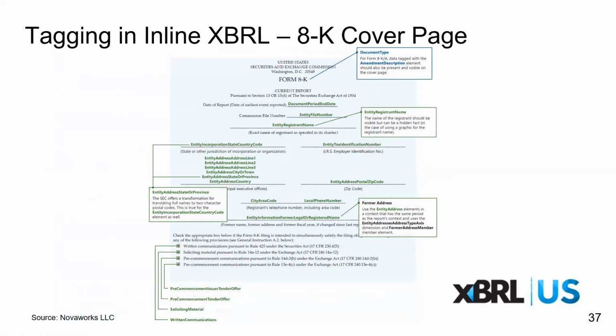Let's look at an 8K example. We can see the document cover page here. You have the document type at the top. So it's very similar to the format of a 10K or a 10Q. They're all pretty closely related here. Some of the major differences are once we get past the header information, we have some checkboxes along the bottom here. So these are going to be common across all 8Ks.